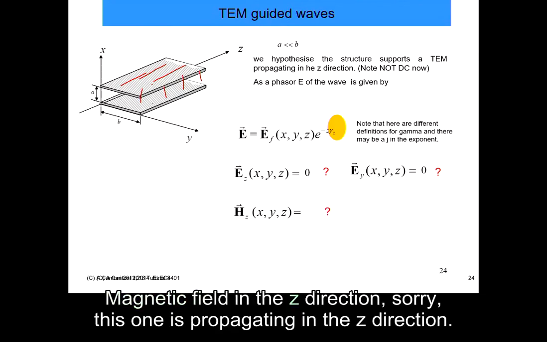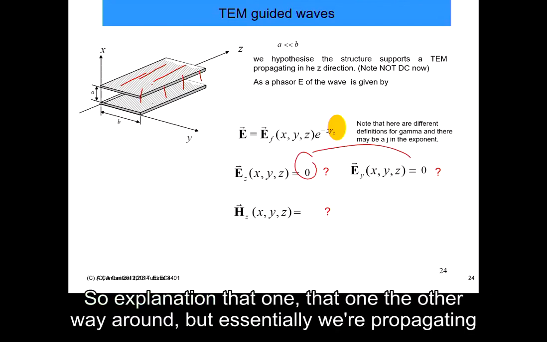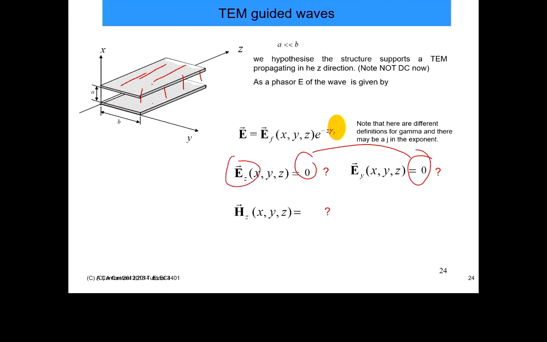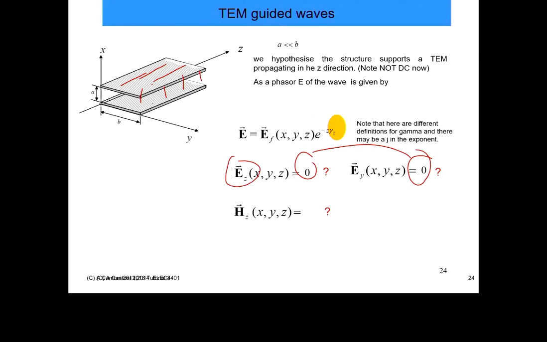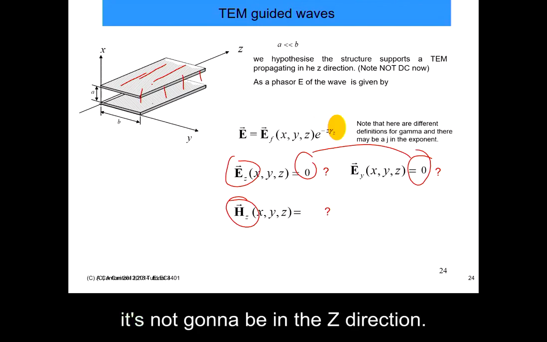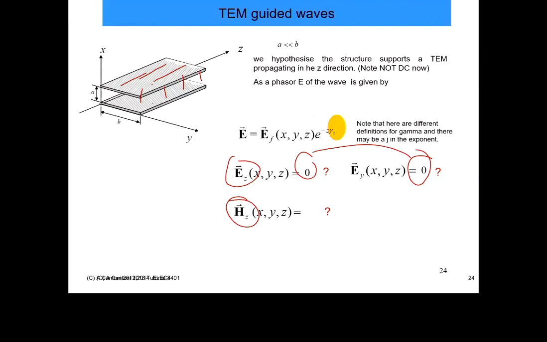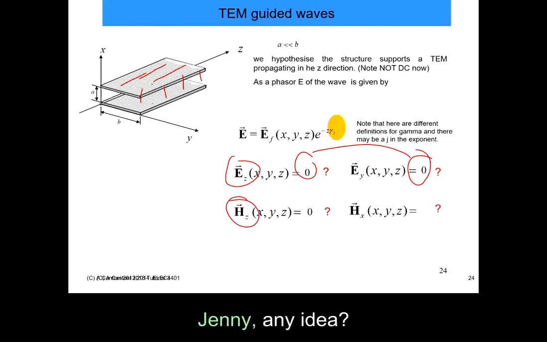Magnetic field in the z direction, this one is propagating in the z direction. So, explanation, that one the other way around, but essentially we're propagating in the z direction. It's a transverse wave, so you can't have oscillations in the z direction. Similarly with the H, right? The H field is also, because it's a transverse wave, not going to be in the z direction. And what about in the x direction? Jenny, any idea?